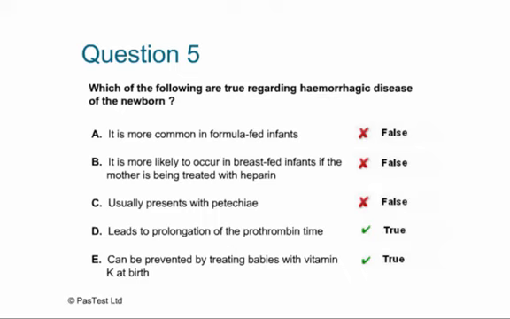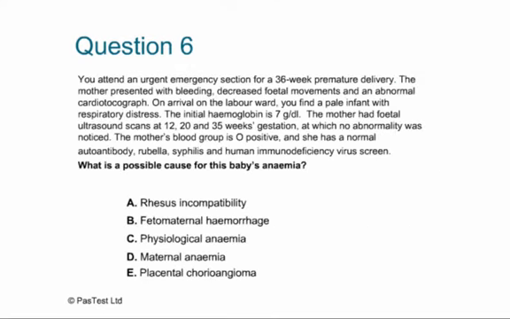Question 6. You attend an urgent emergency section for a 36-week premature delivery. The mother presented with bleeding, decreased fetal movements, and an abnormal CTG. On arrival on the labor ward, you find a pale infant with respiratory distress. The initial hemoglobin of the baby is 7 grams per deciliter. The mother had fetal ultrasound scans at 12, 20, and 35 weeks gestation, all of which were normal. The mother's blood group is O positive. She has a normal autoantibody, rubella, syphilis, and HIV screen. What is a possible cause for this baby's anemia?